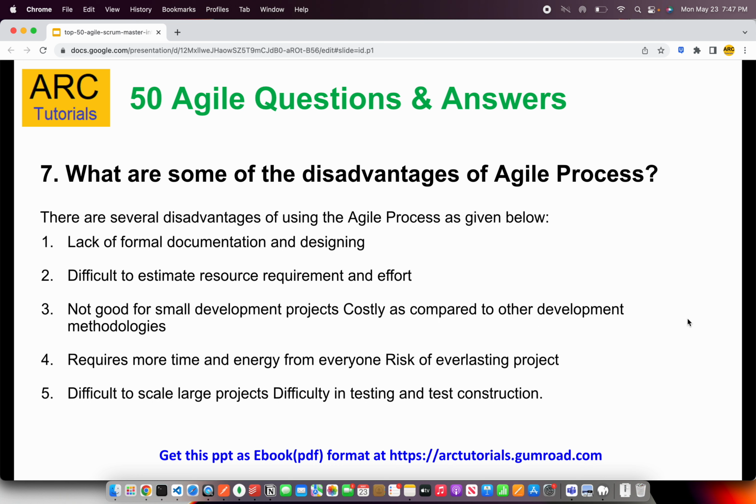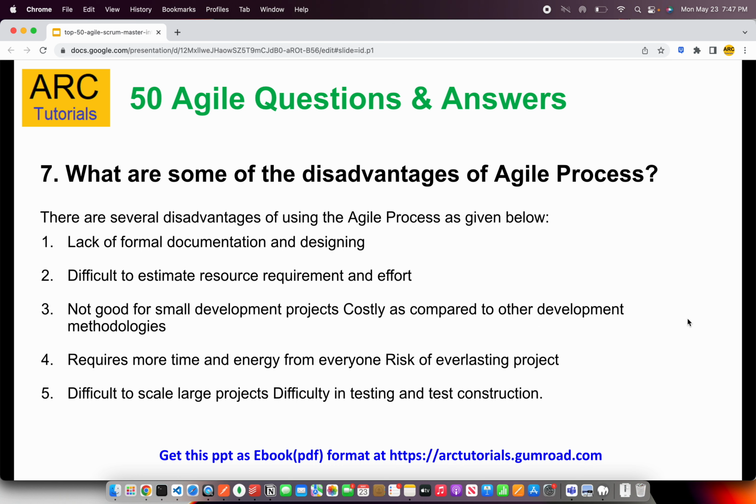It's not really good for small development projects because cost will be really high. Like if you talk about small budget projects and if you keep on extending it based on Agile, chances are that it would become really costly for you. Requires more time and energy from everyone. So that is another thing. Like I said, if there is no fixed goal, budget, cost, then it becomes really difficult and becomes more risky.